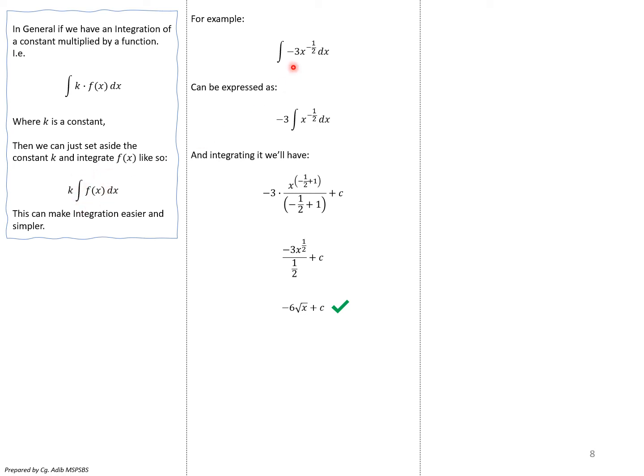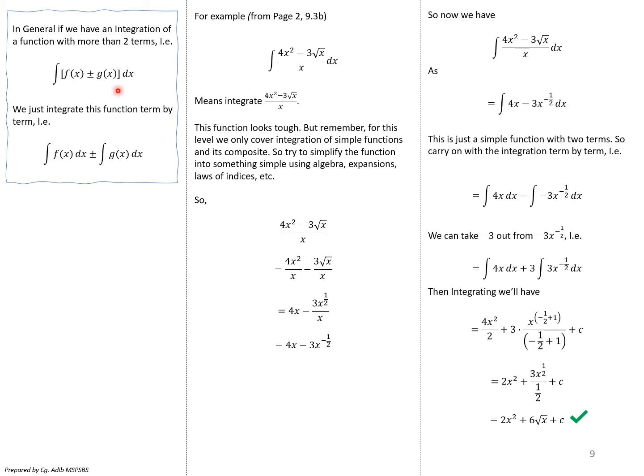For example, if you have the integration of minus 3x to the power minus half dx, minus 3 is a constant, you can take it outside, or set it aside, but we have multiplication here. Now we can just focus on integrating this. So integrating it, you have this. Simplifying, you get this done. So that's the first rule.